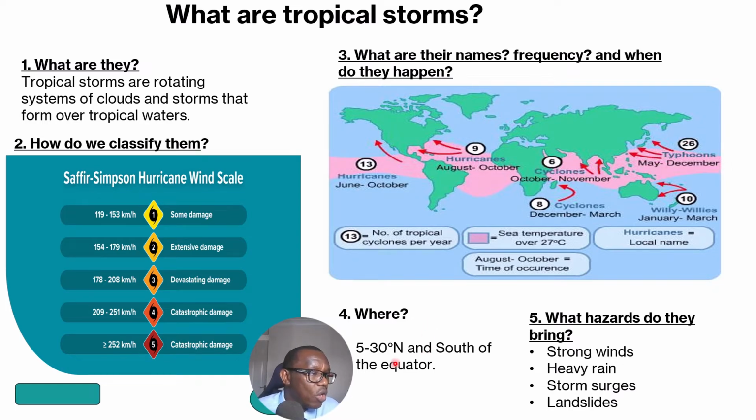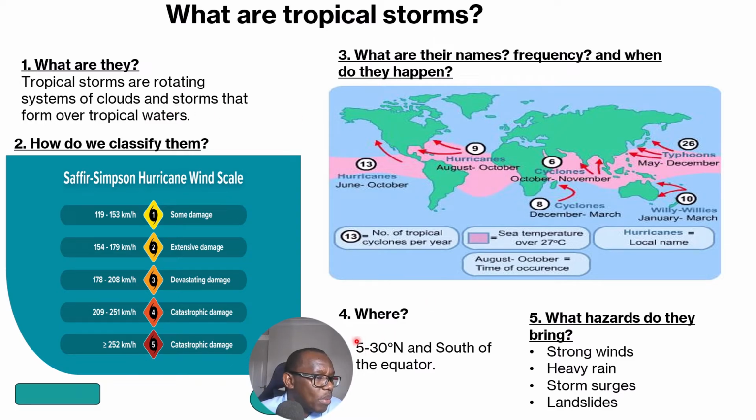Now, where do they occur? They occur between 5 and 30 degrees north and south of the equator. The reason for that is that there are warm seas there, where you will have low pressure. As you can see from the map here as well, the temperatures are over 27 degrees Celsius, which means there's evaporation taking place here, or there's low pressure. As a result of that low pressure, there's condensation and formation of clouds, which then gets the storm to begin to form.